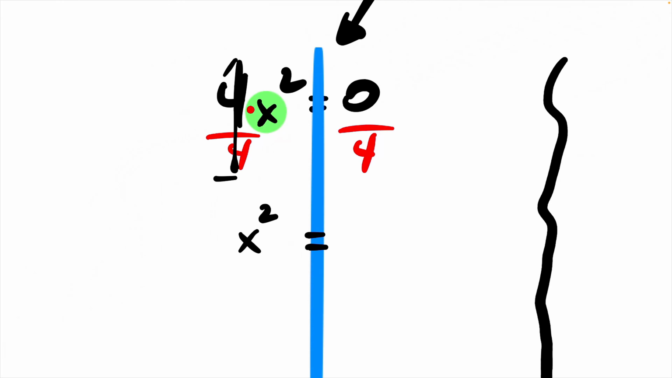0 divided by 4. If you have 4 slices of pizza and your friend gets none, how much of the pizza does your friend have? None. They don't have any. Okay, x squared. X squared means a number times itself. 1 times 1, 2 times 2, 3 times 3, 4 times 4. What number multiplied by itself makes 0? 0. So there's your answer.